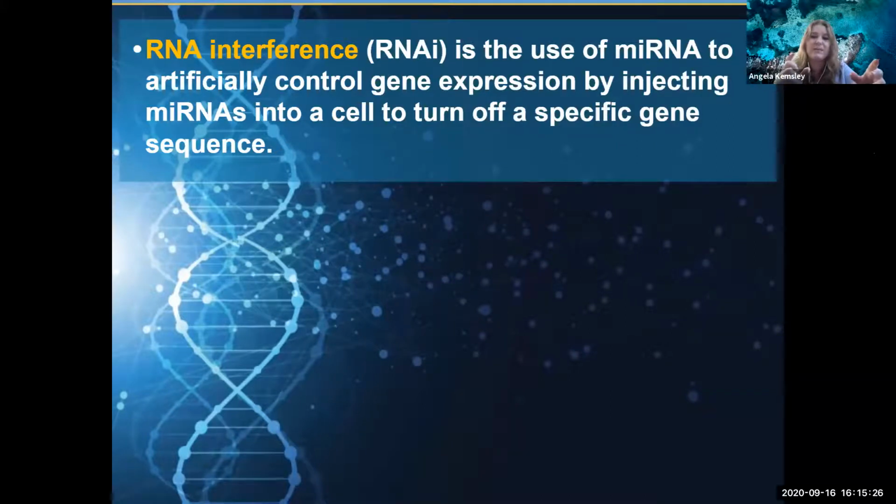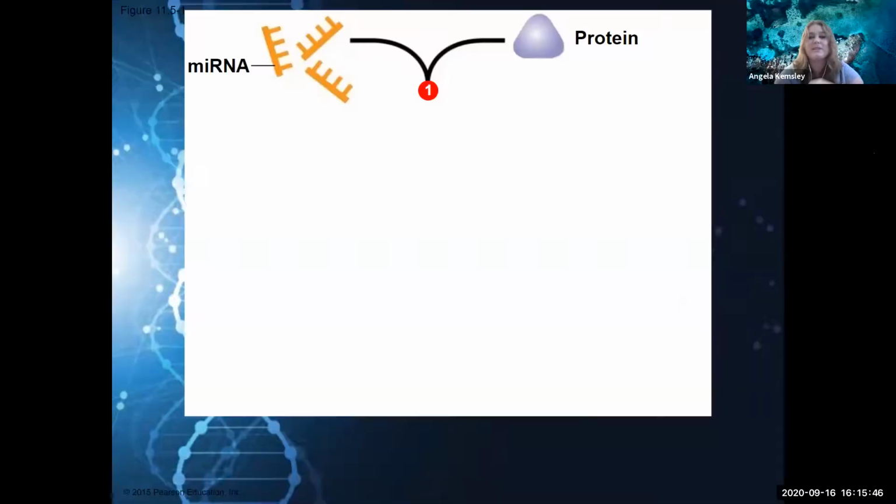We can create specific microRNAs with a complementary sequence to what we're trying to turn off. So we can inject microRNAs into a cell, and those microRNAs are going to bind to the RNA, and they're going to cause RNA interference. So they're actually going to turn off the specific gene that we want. So here's a picture of that. Here's our microRNAs that we've injected. Here's a protein.